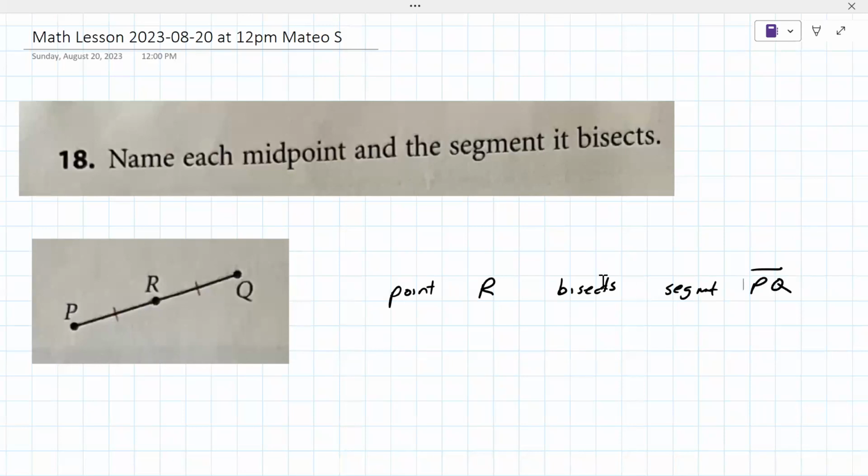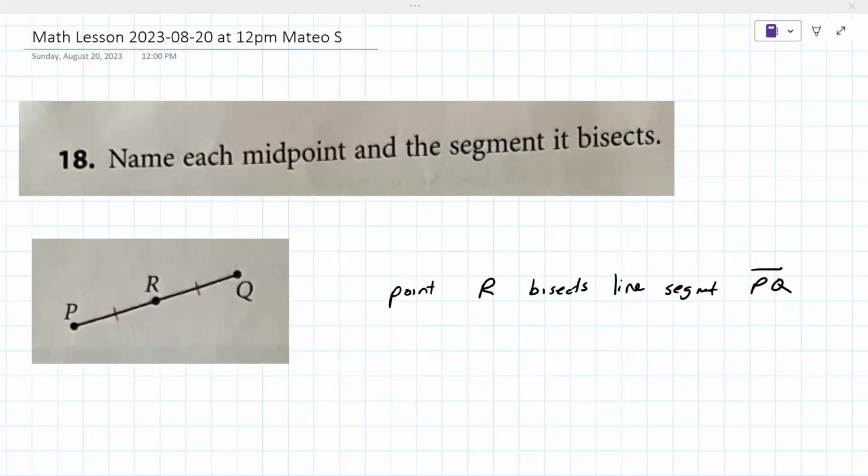And maybe you're supposed to say line segment. So they're really picky about the wording in this course. And that's okay. I mean, that is the nature of this thing.